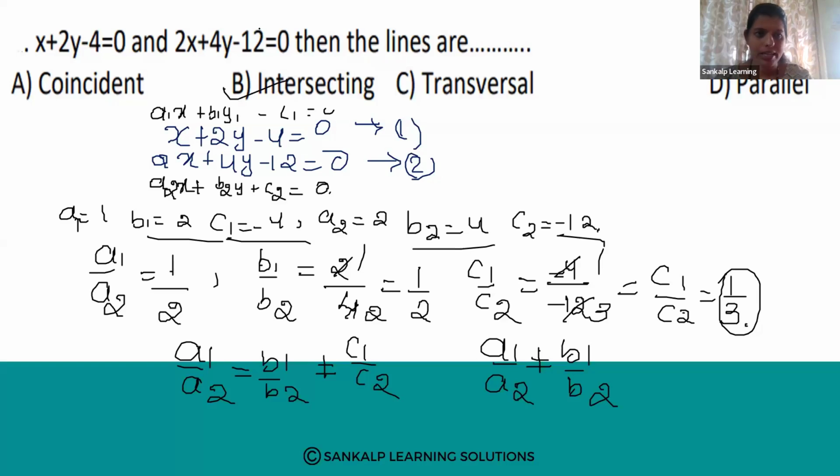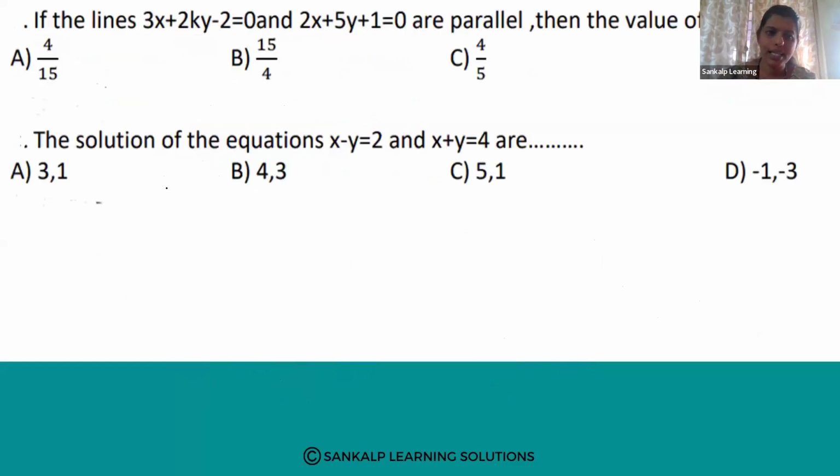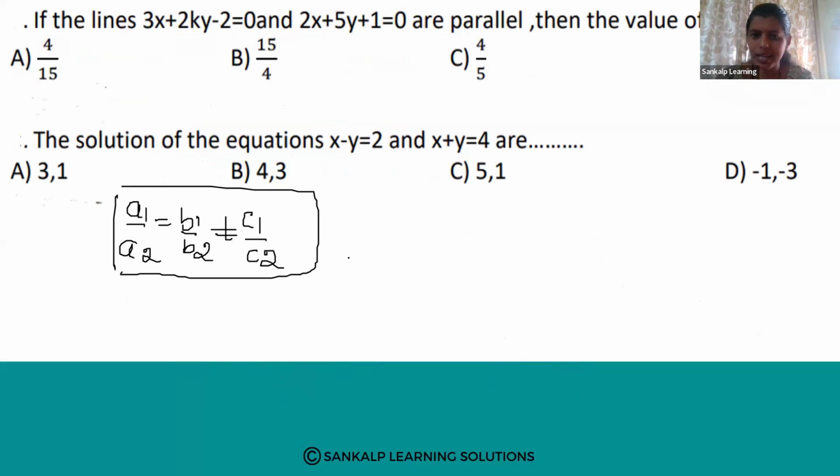Next, if the lines 3x plus 2ky minus 2 is equal to 0 and 2x plus 5y plus 1 is equal to 0 are parallel, then the value of k is, okay, when the lines are parallel, when a1 divided by a2 is equal to b1 divided by b2, but it is not equal to c1 divided by c2. At this condition, lines are parallel, right?